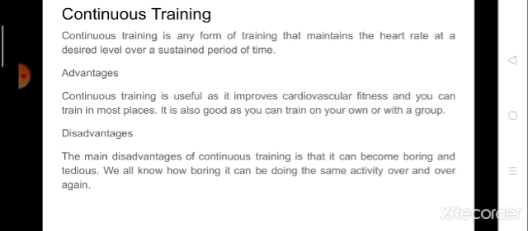Continuous training. Continuous training is any form of training that maintains the heart rate at a desired level over a sustained period of time. Advantages: continuous training is useful as it improves cardiovascular fitness and you can train in most places. It is also good as you can train on your own or with a group. Disadvantage: the main disadvantage of continuous training is that it can become boring and tedious. We all know how boring it can be doing the same activity over and over again.